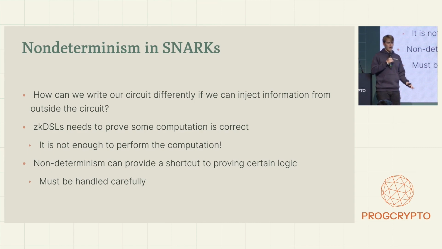So I want to think about how, with non-determinism, injecting information into the witness, into the circuit, allows us to write our circuit differently and ultimately come to a more optimized circuit in general. We want to work with the idea that ZK DSLs aren't simply executing programs. We're not taking X plus Y and spitting out Z. We're proving to you we computed that correctly. That concept allows us to do some neat shortcuts with regards to how we prove certain logic. However, this can get kind of dangerous, and you have to handle it appropriately.